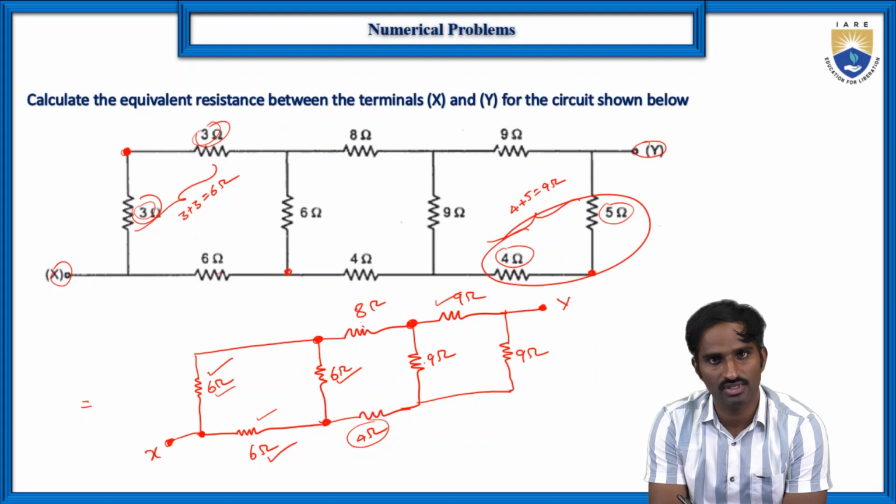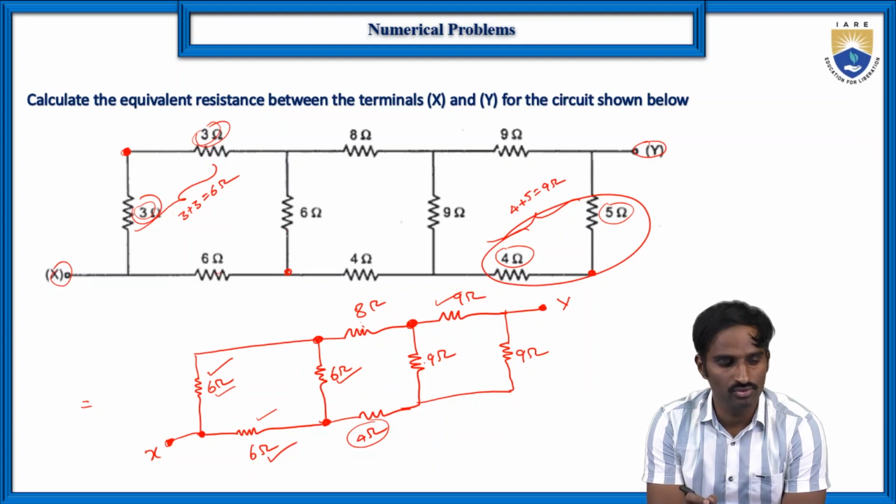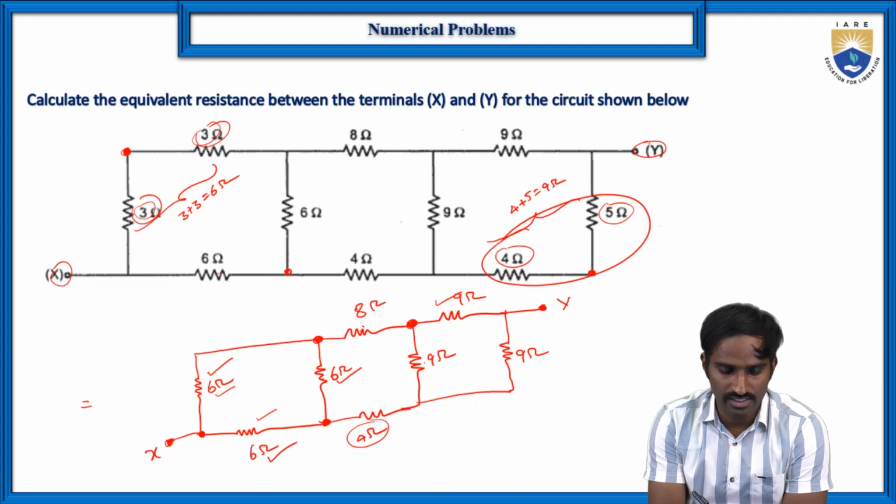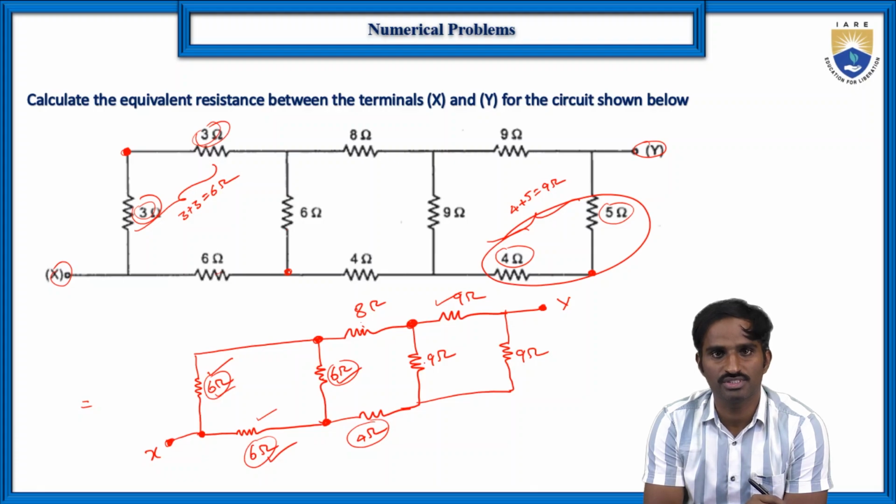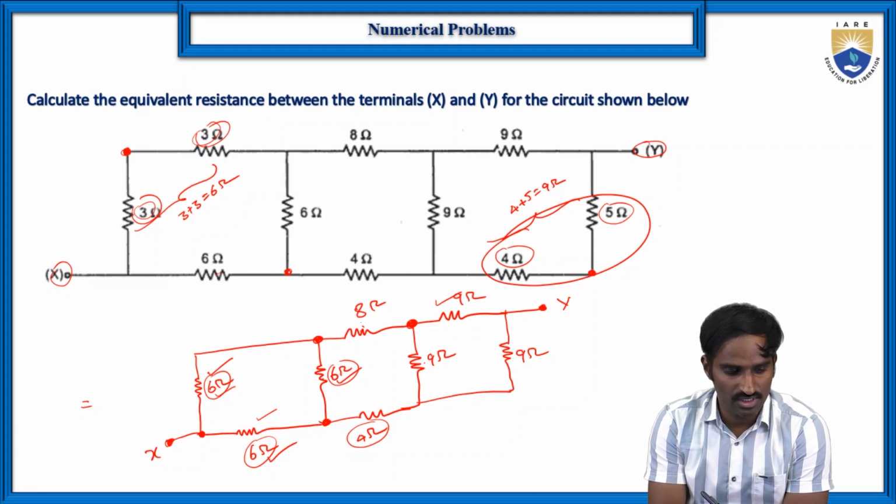So now we are going for the star to delta or delta to star connection, right? Here, let us take these three resistors, the 6 ohms resistors. We can see this is in terms of a delta connection, so this delta connection can be replaced with a star connection.